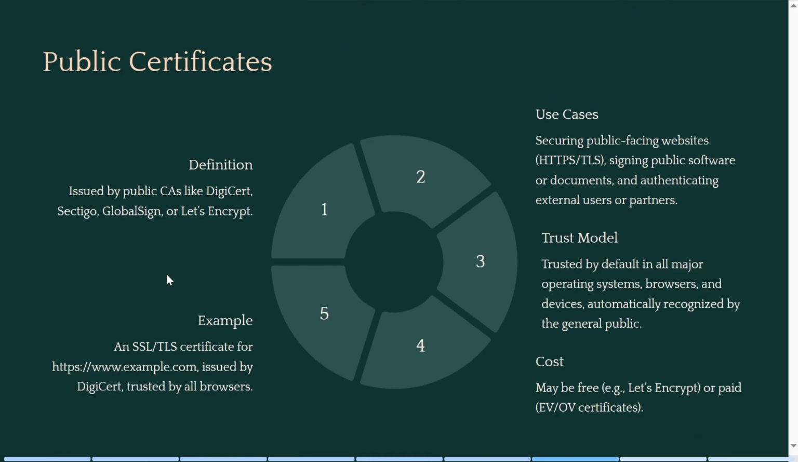now as we discussed, in the CA-signed certificates we'll be having two categories. First will be public certificates, and another will be private certificates. So what are the public certificates? Public certificates are the certificates issued by public CAs like DigiCert, Sectigo, GlobalSign, or Let's Encrypt. Okay, what does that mean? So these public CAs will be trusted by all the computers or machines, or we can say the operating systems as well.